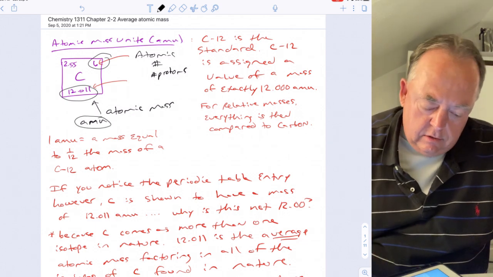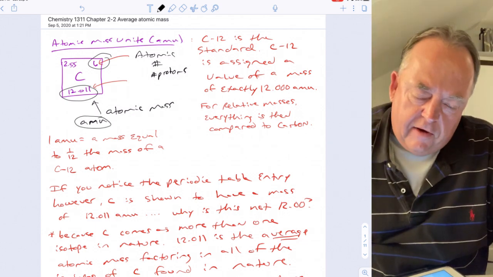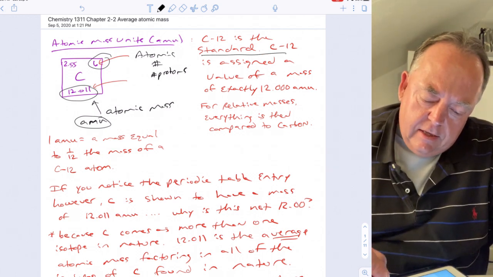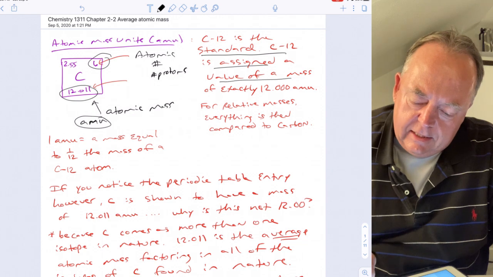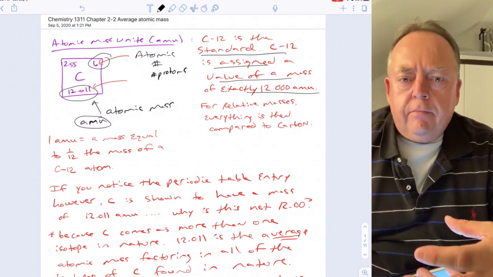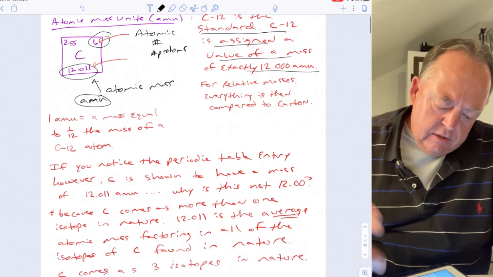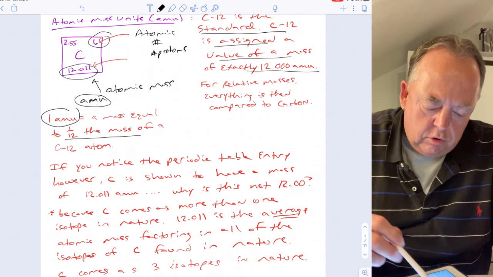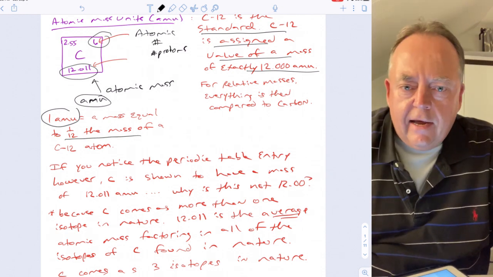So this is defined in terms of the carbon-12 atom. The carbon-12 atom is the standard, and it's assigned a value of exactly 12 atomic mass units. And so then everything else is compared to carbon. So if something had a mass of 1 atomic mass unit, then it would have a mass equal to 1/12 the mass of a carbon-12 atom, right?